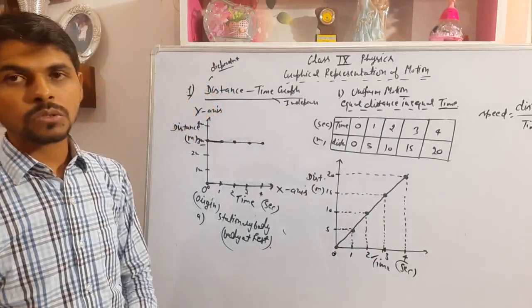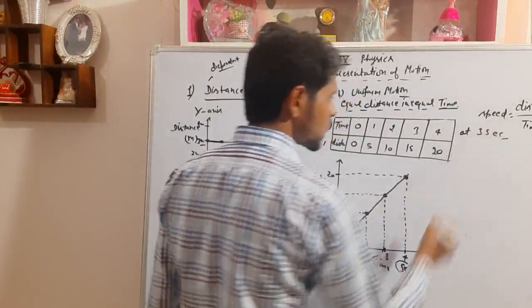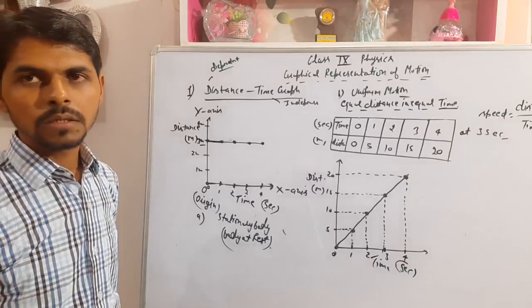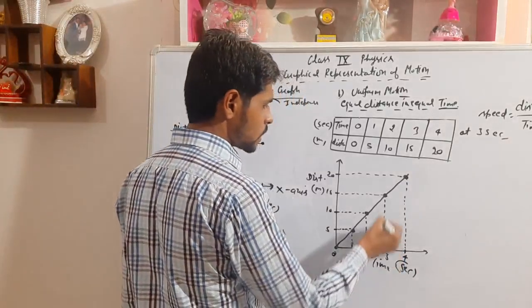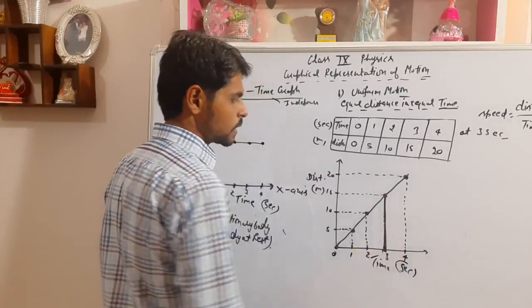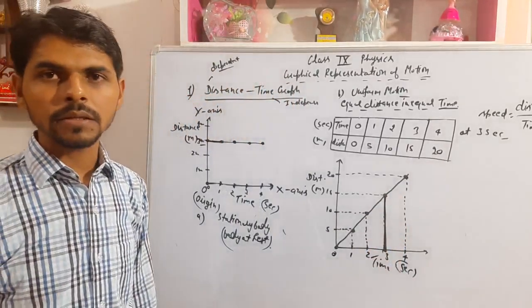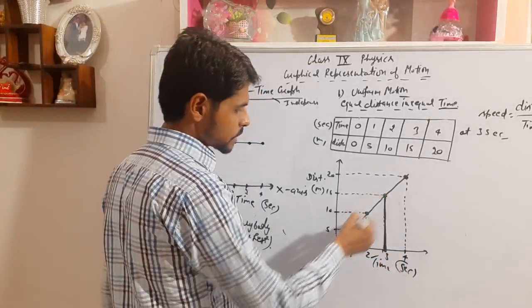If you were asked to calculate the speed at 3 seconds, what do you have to do? You have to draw a perpendicular at 3 seconds, like this, on the point I darkened. So what will this be? This is a triangle now.